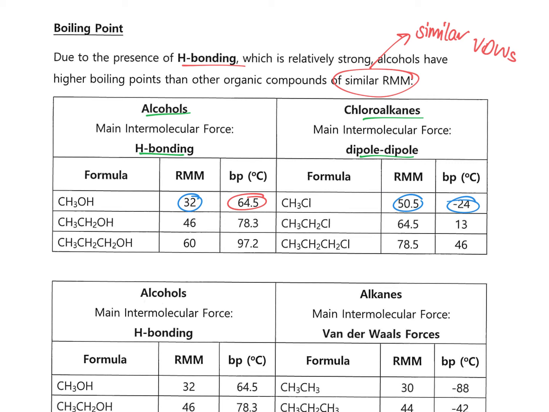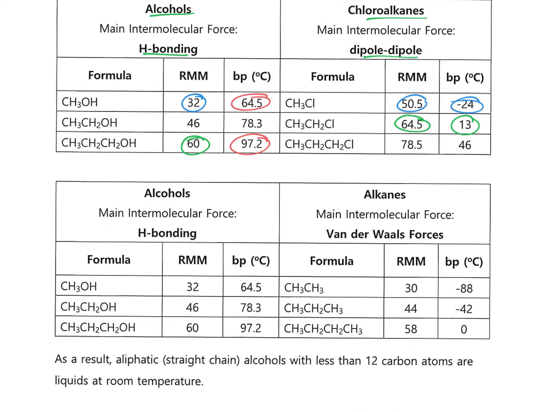If we compare the most similar RMMs here, so perhaps propanol to chloroethane would be its most similar RMM. Have a look at the difference in boiling point. Propanol is 97.2 and the boiling point of chloroethane is just 13. So because of that hydrogen bonding, the boiling point is much higher.